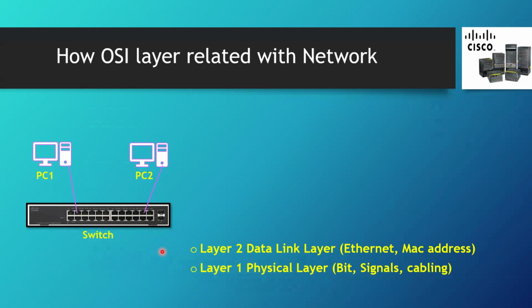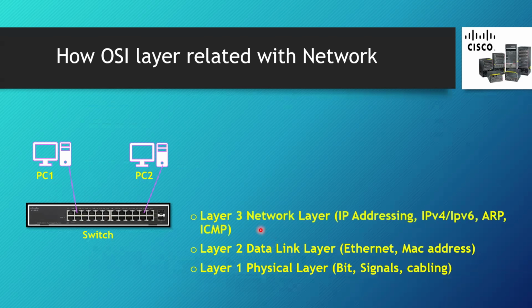MAC address is basically an individual identification number. Let's say this PC will have a unique MAC address. This PC2 will have a unique MAC address. Moreover, on a switch, each port will have its MAC address as well. So these MAC addresses are actually sitting on our layer 2, which is called data link layer.